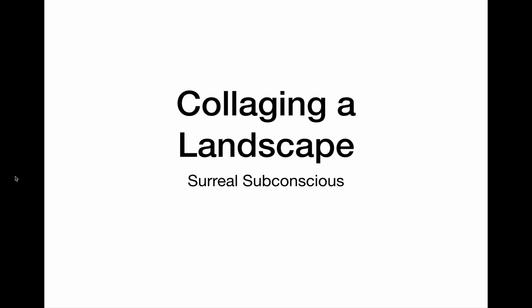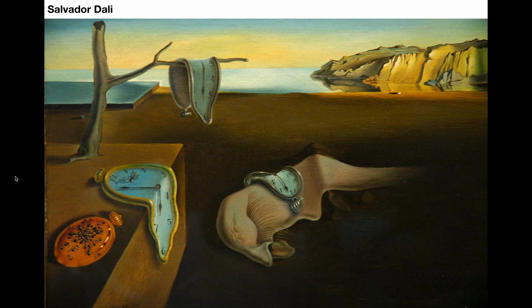Conceptual introduction to Project 2, collaging a landscape and connecting to the surreal subconscious. Obviously, this comes from the art movement of surrealism itself, which attempts to bring into visual language some things that are happening in the subconscious mind. So landscapes become a very crucial part in describing mental state in regards to the way that Salvador Dali paints.